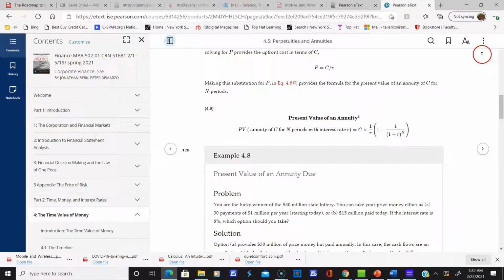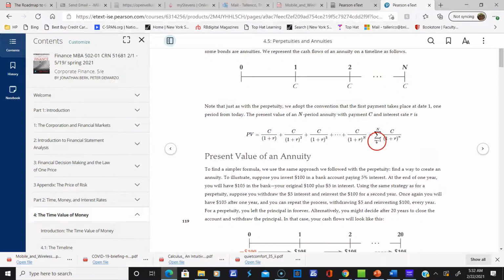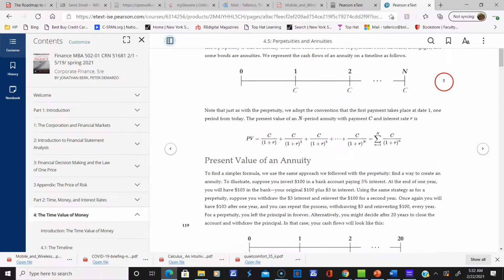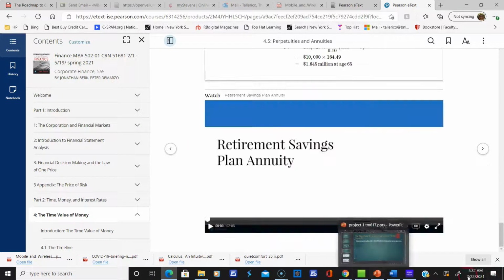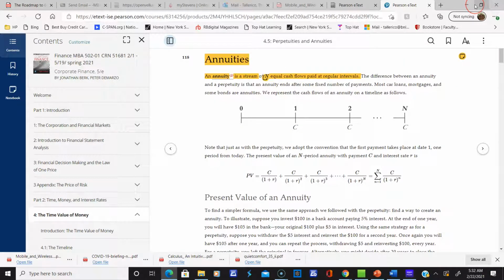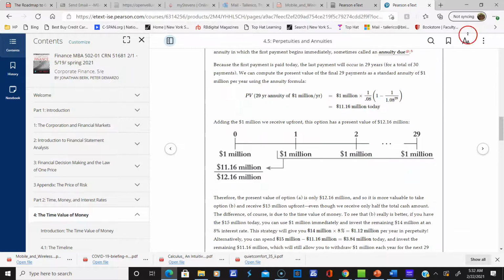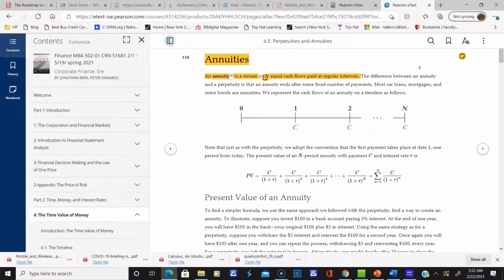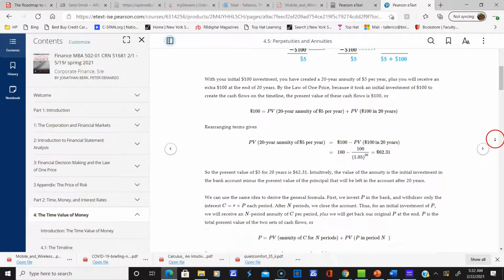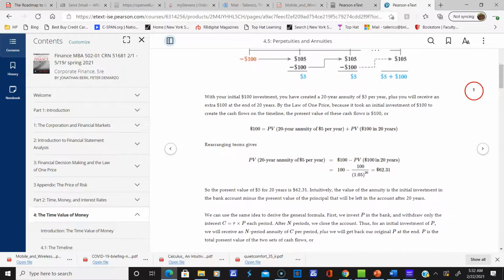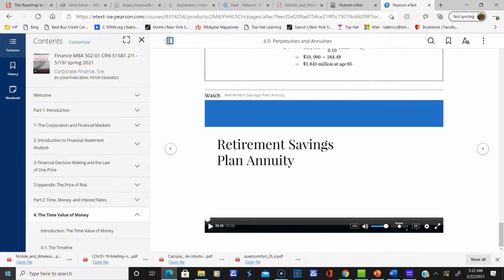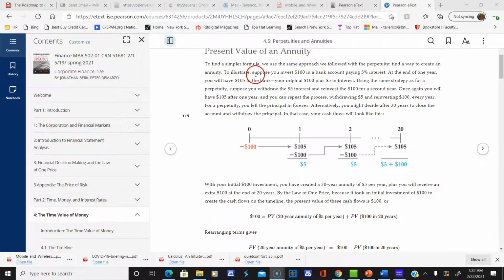So here's how we get the, what's going on here? Hold on. I don't know what's going on here. Here's how we get the present value of an annuity. I don't know what's happening here. It's acting up. So I think it's settled down now.